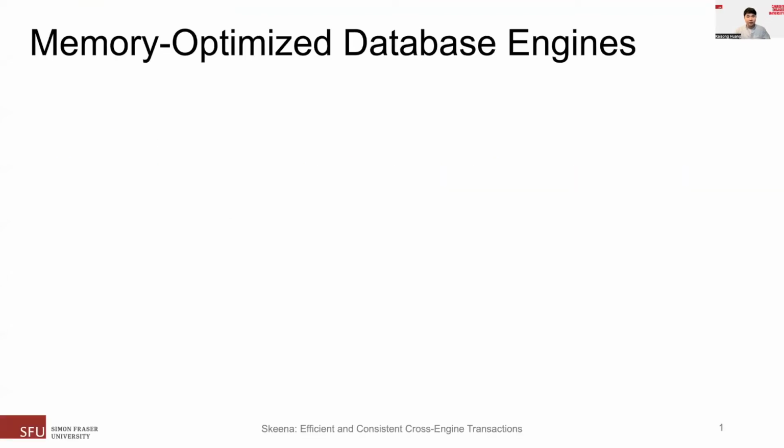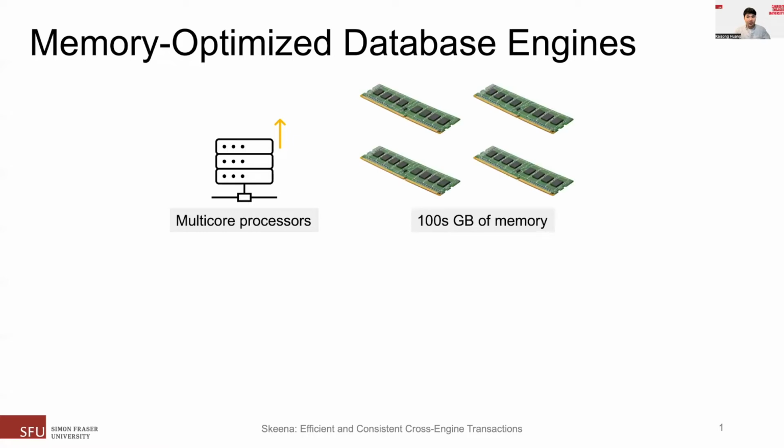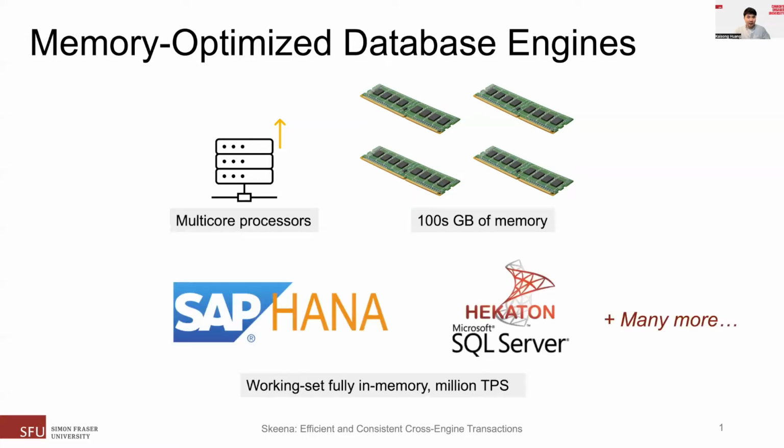Traditional database engines are storage-centric. They assume data is storage resident and optimize for storage accesses. However, modern database servers normally feature multi-core processors and a lot of DRAM that fits the entire working set or entire databases, which enables the emergence of memory-optimized database engines, including good commercial ones like SAP HANA and Microsoft Hekaton, which can deliver very, very high throughput.